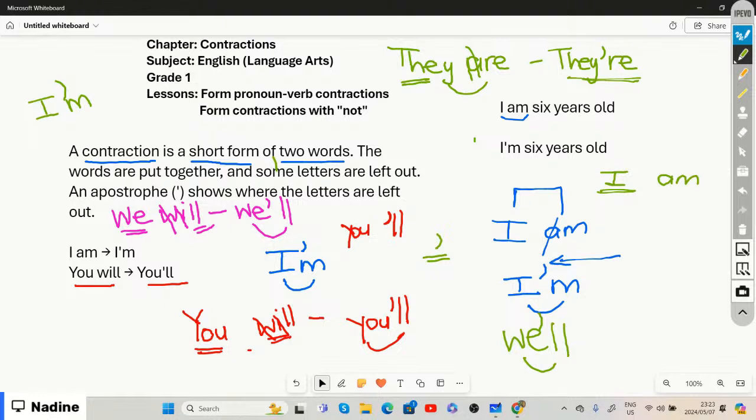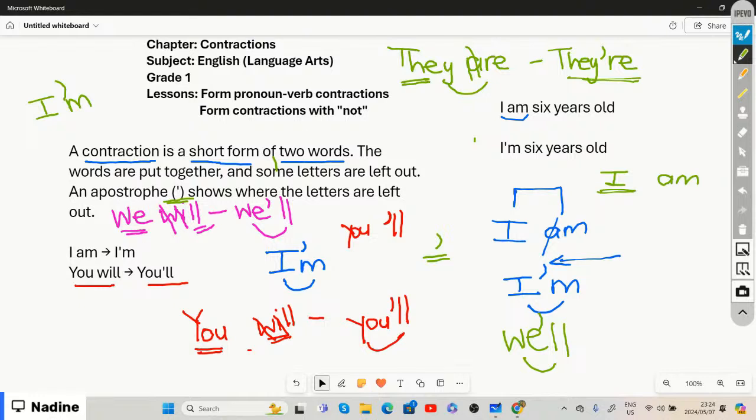All right. So once again, we see that this is contractions. And a contraction is a short form of two words. Yes, beautiful, two words. The words are put together, right? And some letters are left out. So the pronoun stays the same, just the first word stays the same. Then we basically leave out certain letters from our second word. So an apostrophe shows where the letters are left out. And remember, we need to put an apostrophe, that sign, to show where the letters are left out.